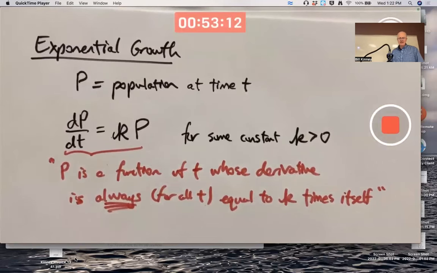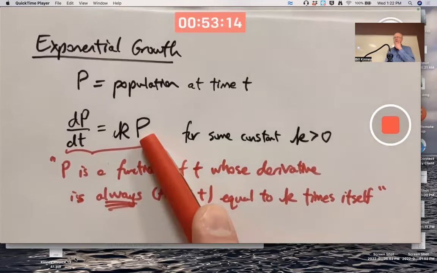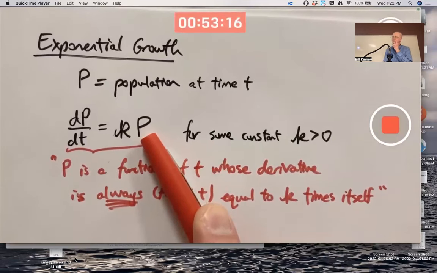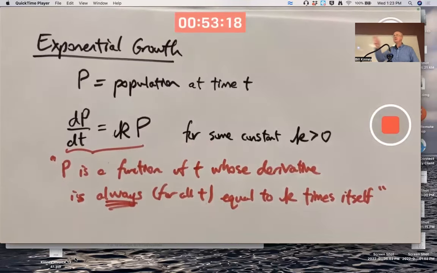P is a function of T, even though you don't see any T's on the right. Why? Because we say so. That's why. We're assuming P is a function of T. This is just like in Calc 1. Remember implicit differentiation in Calc 1?